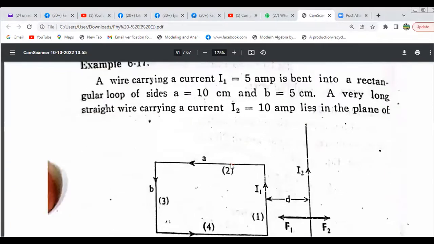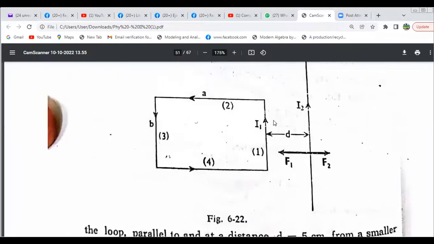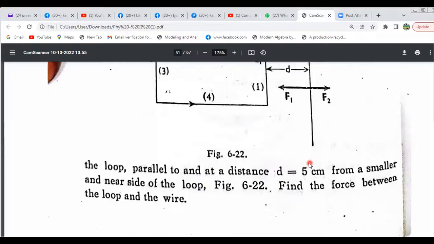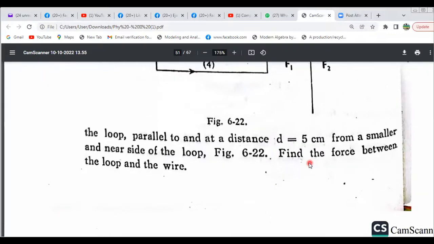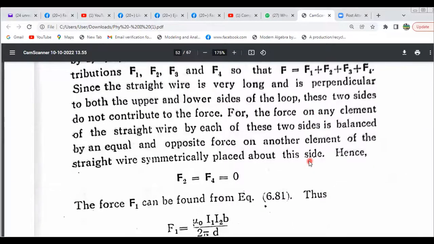Similarly, this is a very important example. A wire carrying current I1 equals 5 ampere is bent into a rectangular loop of sides a equals 10 centimeter and b equals 5 centimeter. A very long straight wire carrying another current I2 equals 10 ampere lies in the plane. This is the figure for that, this is the a and this is the b part. I1 is coming from here, and this is the long wire I2, and this is the force F1 and this F2. The side forces balance each other, and the distance d equals 5 centimeter, and we can find out the force.